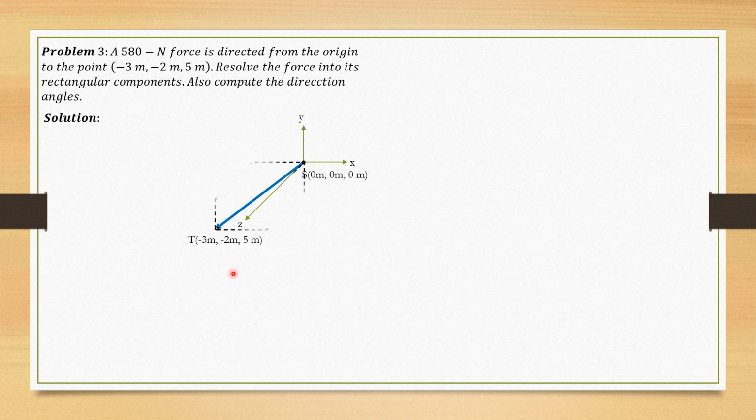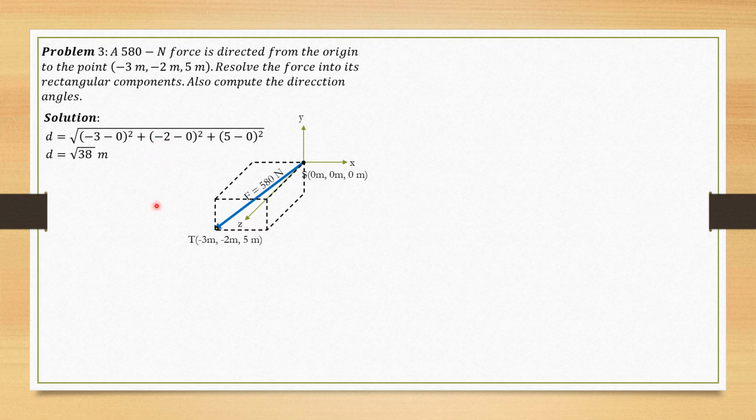Then we imagine a box with this force as the diagonal of the box so that we can easily describe the direction of the force. It is directed forward, so the z component is positive, downward, so the y component is negative, and leftward, so the x component of force is negative. So that's why negative along x, negative along y, and positive along z. So the distance is the square root of quantity -3 minus 0 squared plus quantity -2 minus 0 squared plus 5 minus 0 squared, or simply -3 squared plus -2 squared plus 5 squared. So that distance is equal to the square root of 38 meters.